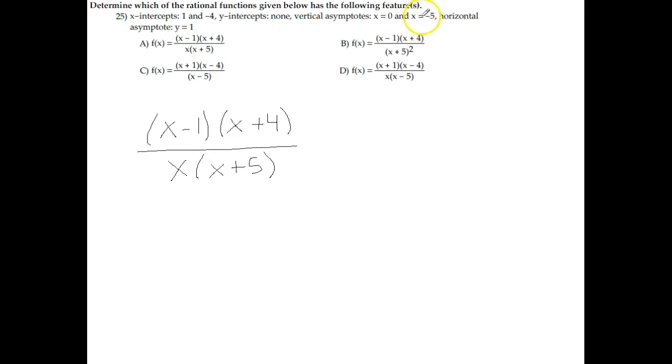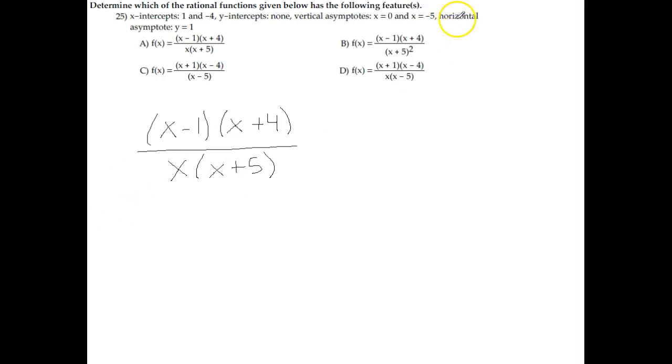So for example, if we plug a -5 in here to x plus 5, that makes the whole bottom equal to 0, and we would be dividing by 0, which is undefined, which means we have a vertical asymptote. Similarly, if we plug a 0 in here, it makes this factor here and also the entire bottom equal to 0, which again causes division by 0, which is a vertical asymptote.